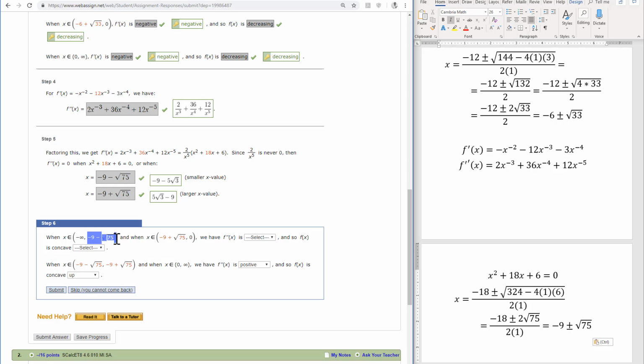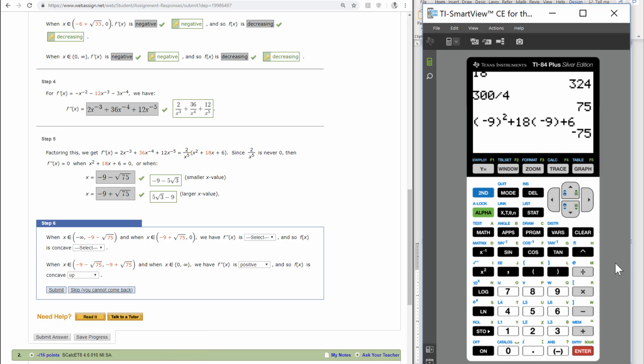So now, if we're trying to find a value that's less than this point, negative 9 minus the square root of 75, I probably would like to know what that is approximately. We can approximate, but we can also use a calculator, so let's just put it in. We have negative 9, and then a minus the square root of 75.